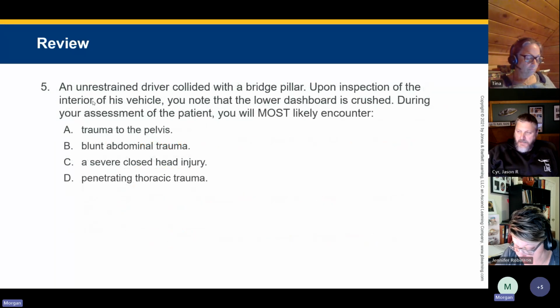An unrestrained driver collided with a bridge pillar. Upon inspection of the interior of the vehicle, you note that the lower dashboard is crushed. During your assessment of the patient, you will most likely encounter trauma to the pelvis, blunt abdominal trauma, severe closed head injury, or penetrating thoracic trauma.